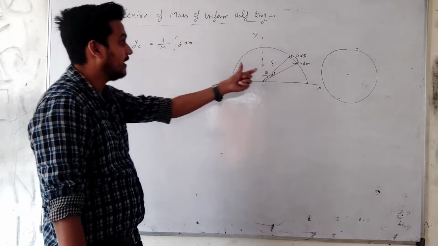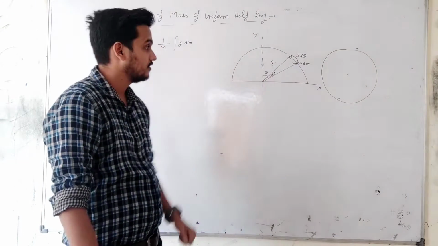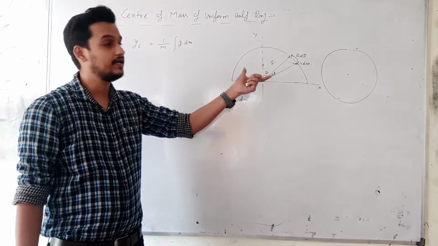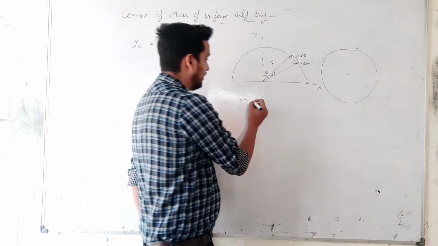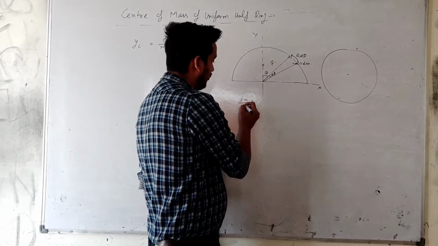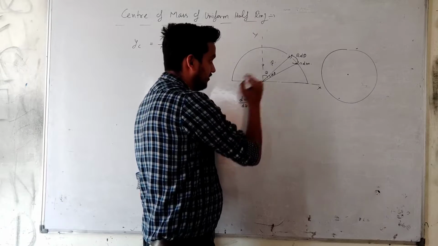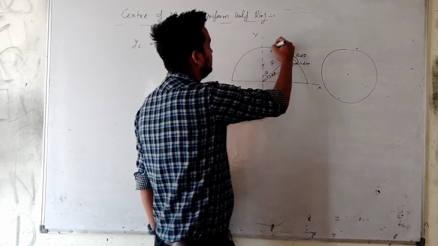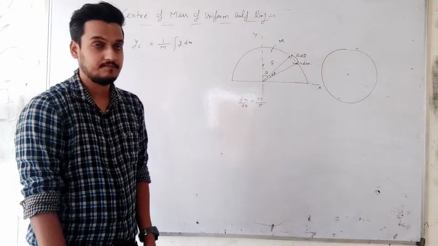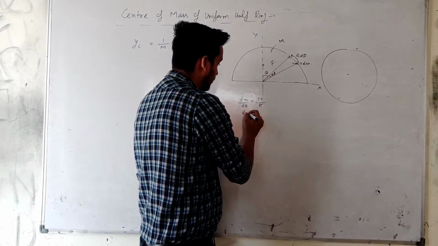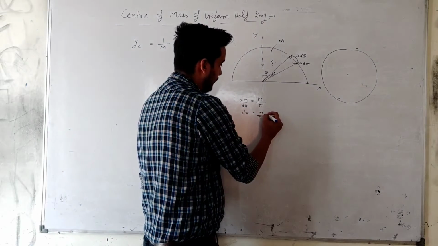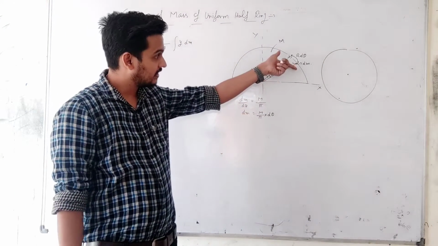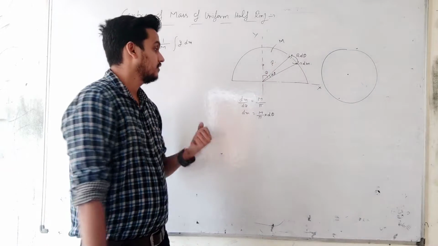So we need to calculate the mass of this small element first. To calculate this mass, we use the property of linear mass distribution. From here we get dm upon d theta is equal to m upon pi, where M is the mass of the ring. So dm is equal to m upon pi into d theta. This is the mass of the small element that we consider on the ring.